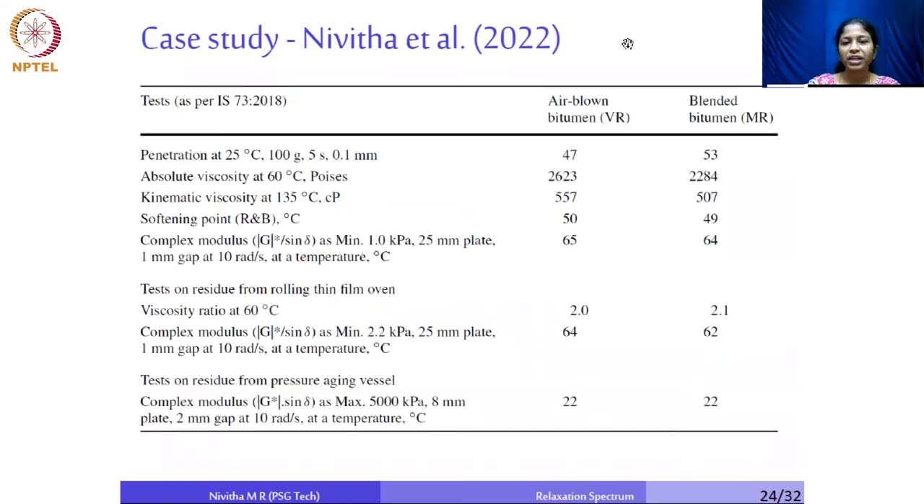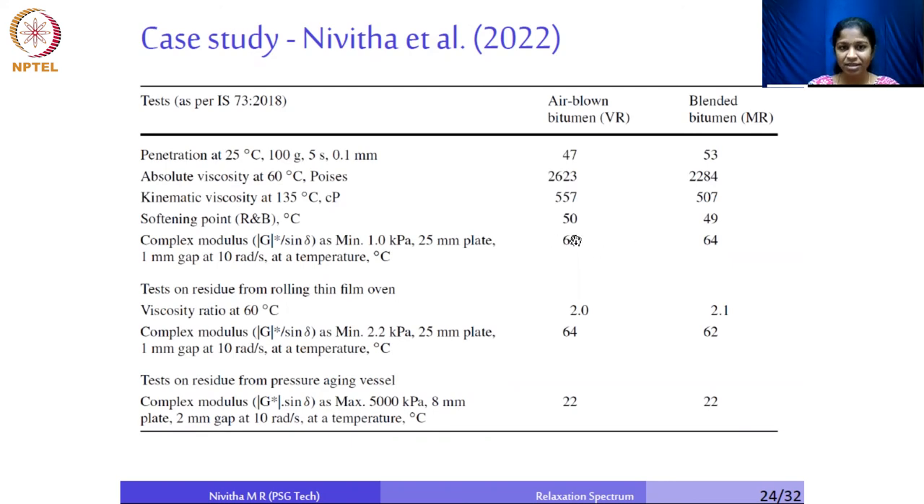Now, these are the properties of the two base bitumen. If you look at the penetration at 25, 47 and 53, VR is slightly stiffer. If you look at the viscosity at 60 degrees also, it is almost closer, but marginally VR is stiffer. Similarly, the kinematic viscosity. But the softening points are almost identical.